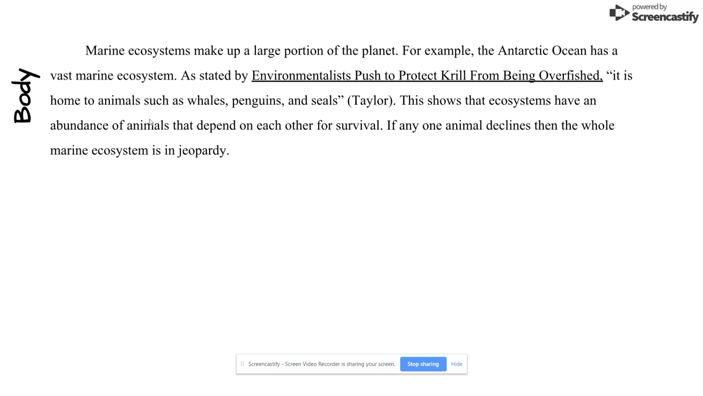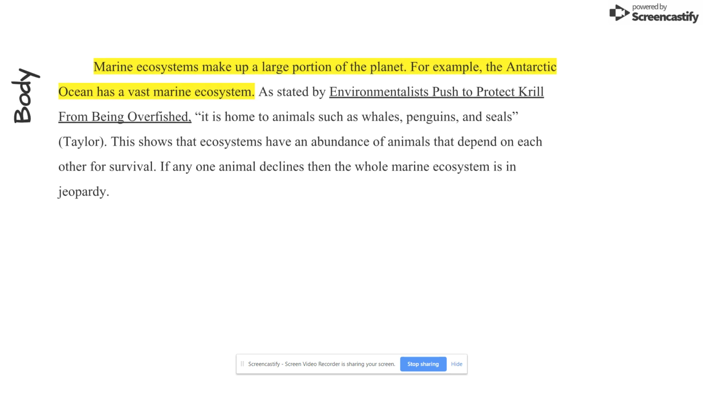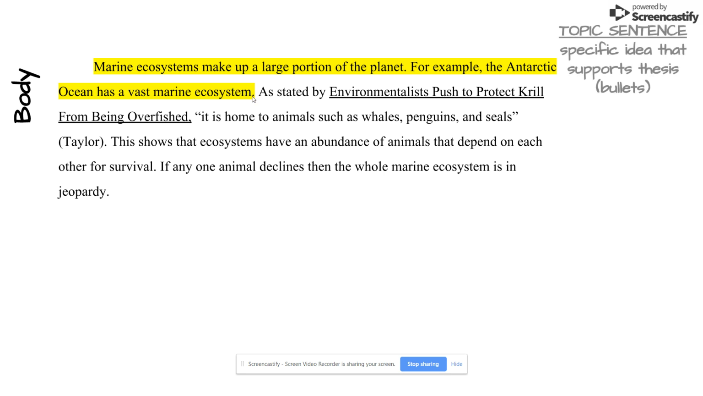We're going to skip down to the second paragraph. This is going to be the first body. You'll notice that there's 2 body paragraphs in this essay. And if I zoom in on it, I'm going to highlight this first sentence yellow. It really stood out to me. And if I really think about it, this first yellow sentence that I highlighted in the body is the topic sentence. Every first sentence of a body paragraph in an informative essay should be a specific idea, a supporting detail that supports that bigger thesis statement.